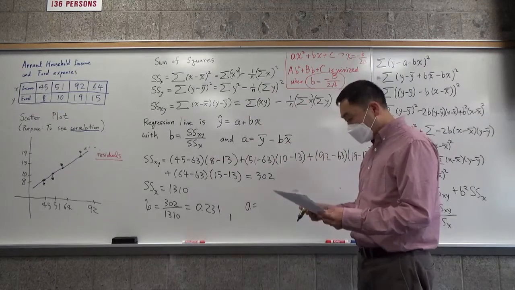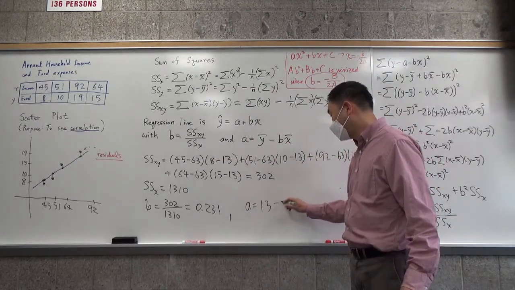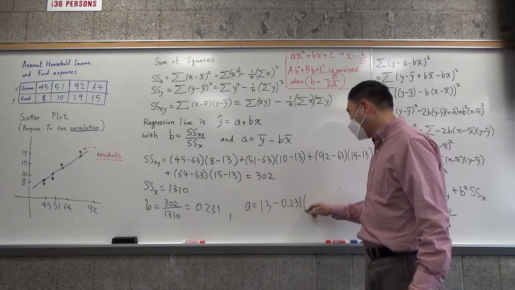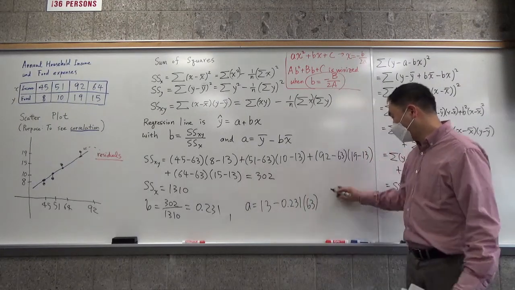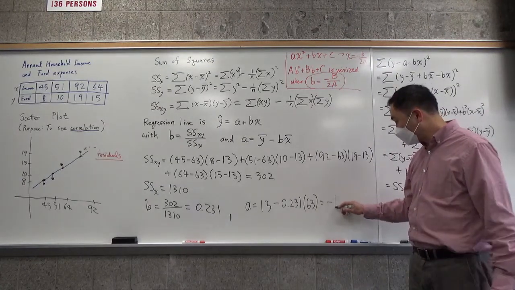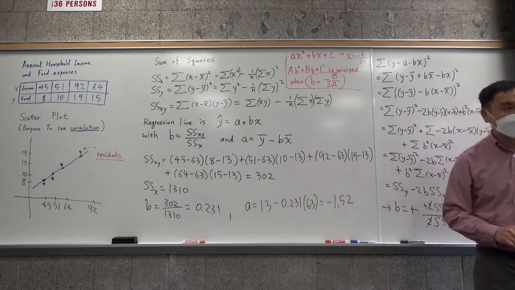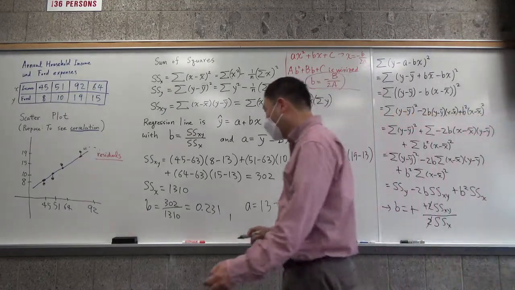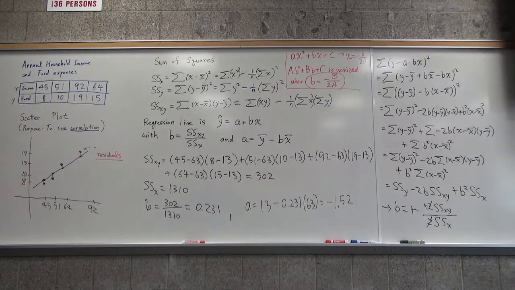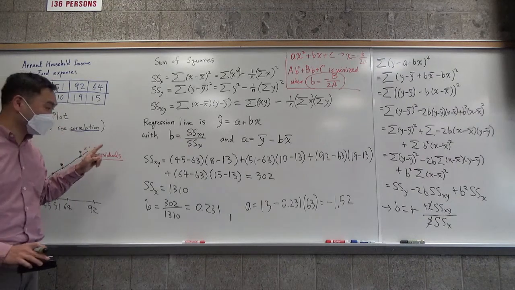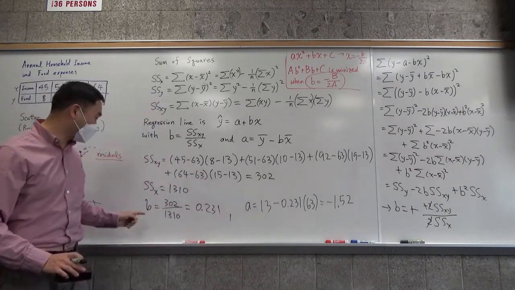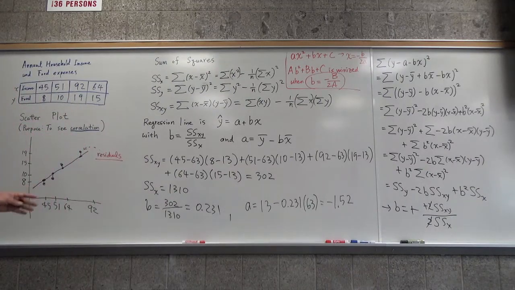Okay, so, all right, and once you have that, you can also calculate a by y bar is 13 and x bar is 63, as I said, right? And this will come out as negative 1.52. Okay. And in fact, I taught you how to do the regression analysis with your calculator, right? If you punch these raw data as L1 table and L2 table, and you do the regression t-test, linear regression t-test, then you will exactly get a as negative 1.52 and b equals to 0.231. So it does give you the correct answer.